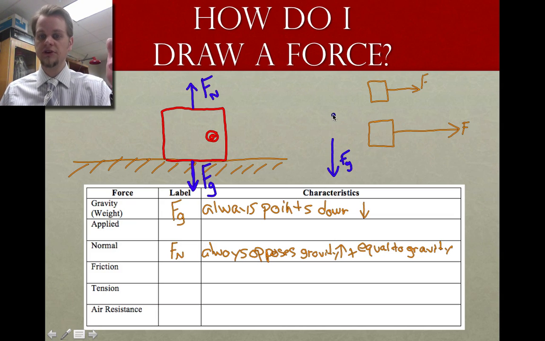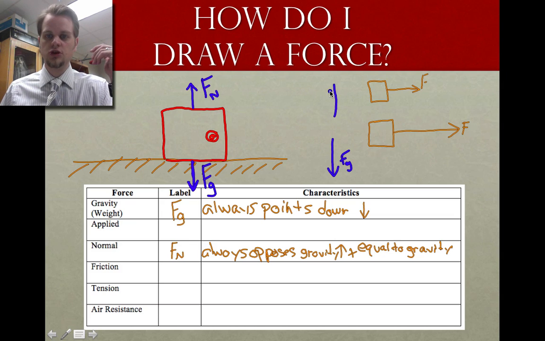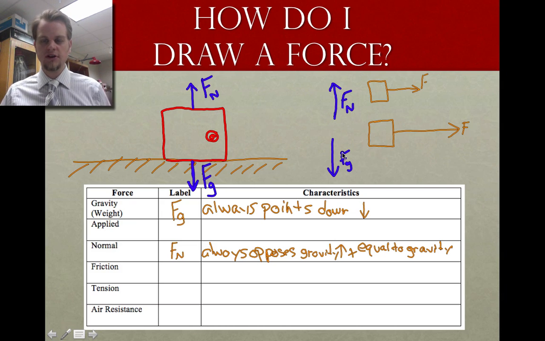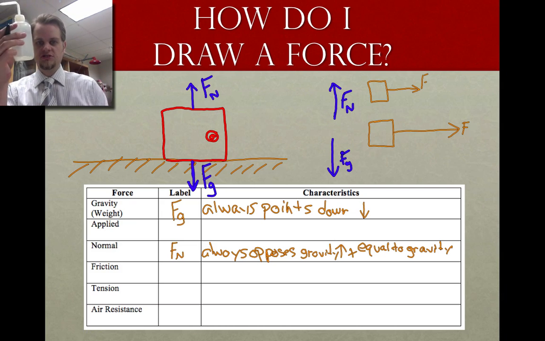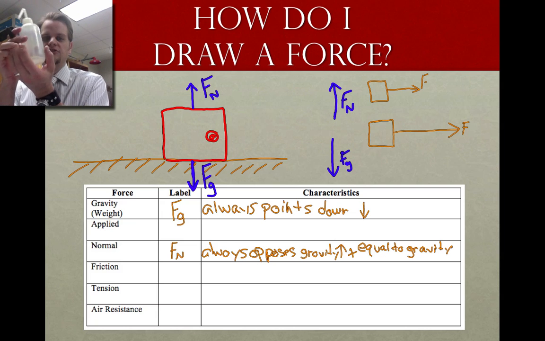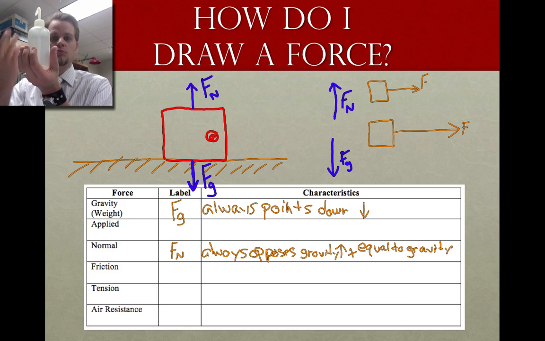But it's not accelerating, it's balanced. So the force that the ground pushes up on the safe with would be the same size as the force of gravity, right? So, for example, when this is sitting on a table, it's got a smaller force of gravity and the table pushes up.